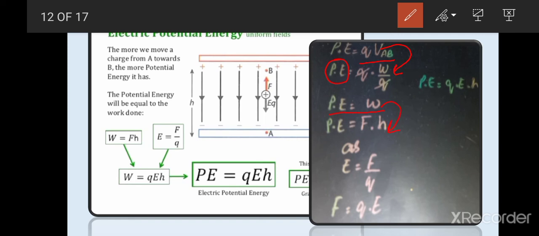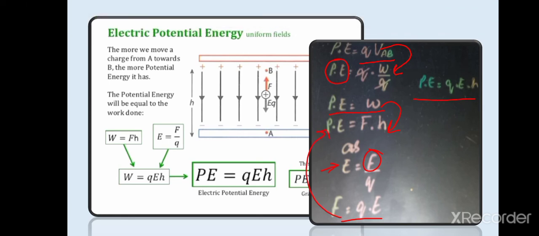So we can say that the work done is in the form of potential energy. Also we know that the electric field is F divided by Q. Getting the value of F as QE, putting in this equation, potential energy will be QEH. Don't get confused in these formulas. These are just for your information.